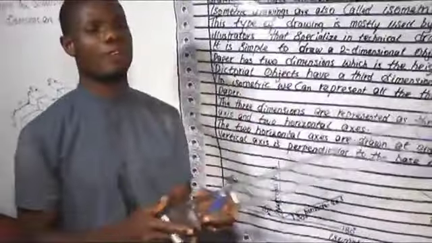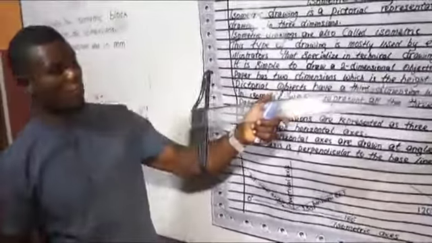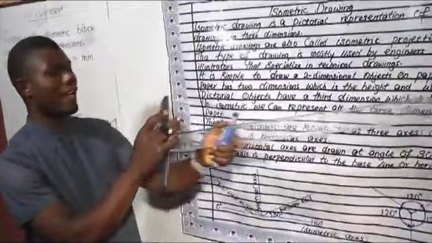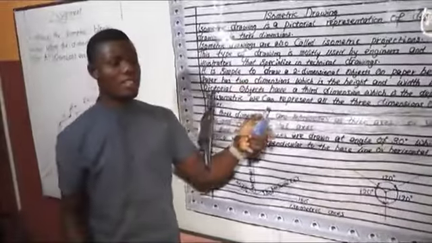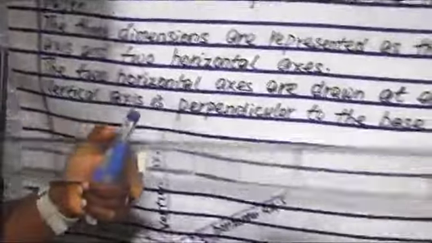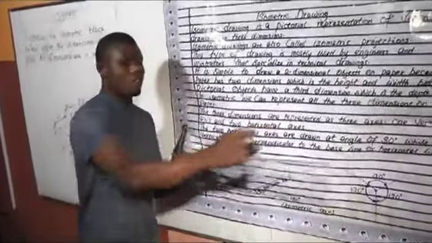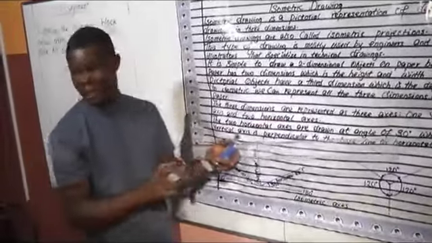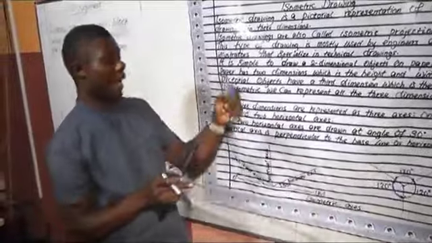Now when drawing isometric drawing, you still have to make use of your T-square. This is what we call the T-square. It is made of the stock or the head and the blade. Now, you use this on your board after setting your paper to draw isometric drawing. As we'll be trying to draw some examples, you will see how we make use of the T-square and the set square to draw isometric drawing.